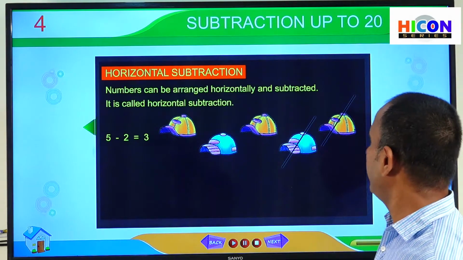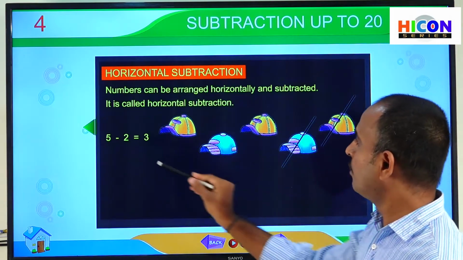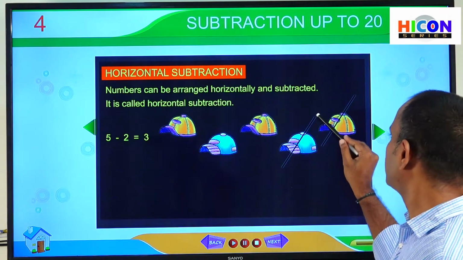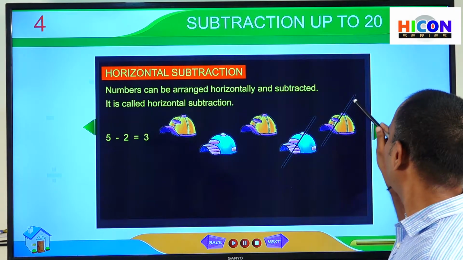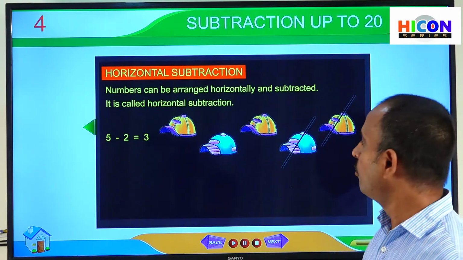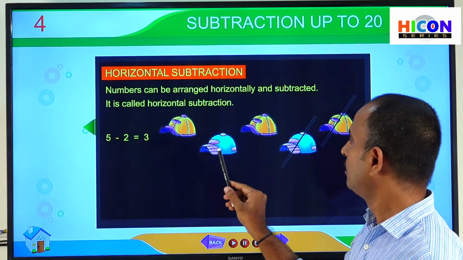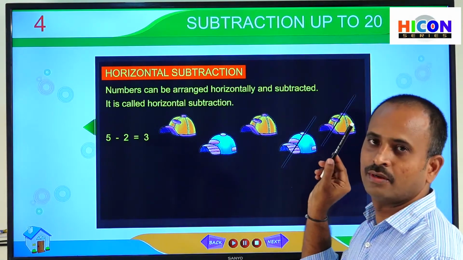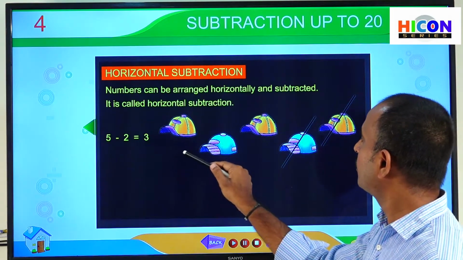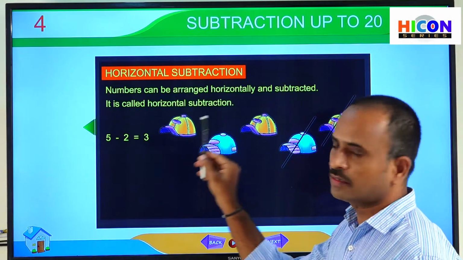So the taken away can be represented by strike off. So strike off 2 caps. So this is 1 cap and this is the second cap. So we have crossed out 2 caps among 5 caps. Now how many caps are left here? So let us count: 1, 2, 3. So after taking away the 2 caps, 3 caps are left. So the answer is 3. So the difference is 3.